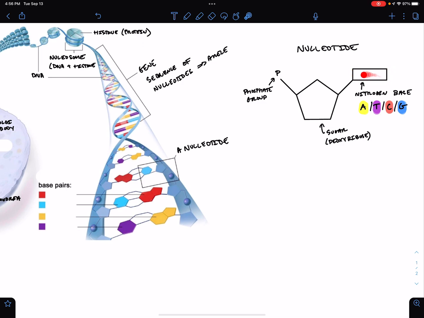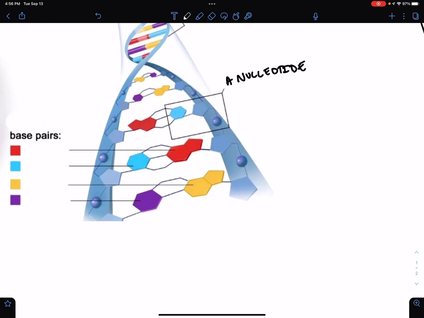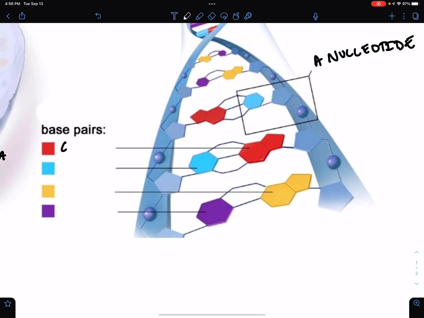And this is for a specific reason, because these nitrogen bases, these different flavors of DNA, can be on this side of a nucleotide. We see them all depicted in this image here, unlabeled right now. So on this side, I want you to write in red, cytosine, in blue, guanine, in yellow, adenine, and in purple, thymine.